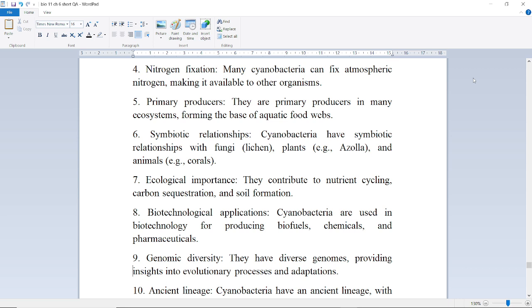Primary producers. They are primary producers in many ecosystems, forming the base of aquatic food webs. Symbiotic relationship. Cyanobacteria have symbiotic relationships with fungi, plants, for example Azolla, and animals, for example corals. Ecological importance. They contribute to nutrient cycling, carbon sequestration, and soil formation. Biotechnological applications. Cyanobacteria are used in biotechnology for producing biofuels, chemicals, and pharmaceuticals. Genomic diversity. They have diverse genomes providing insights into evolutionary processes and adaptations.